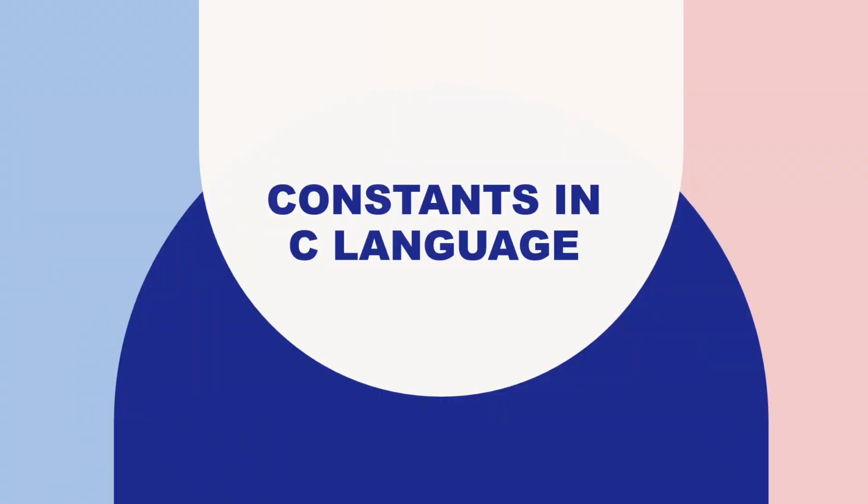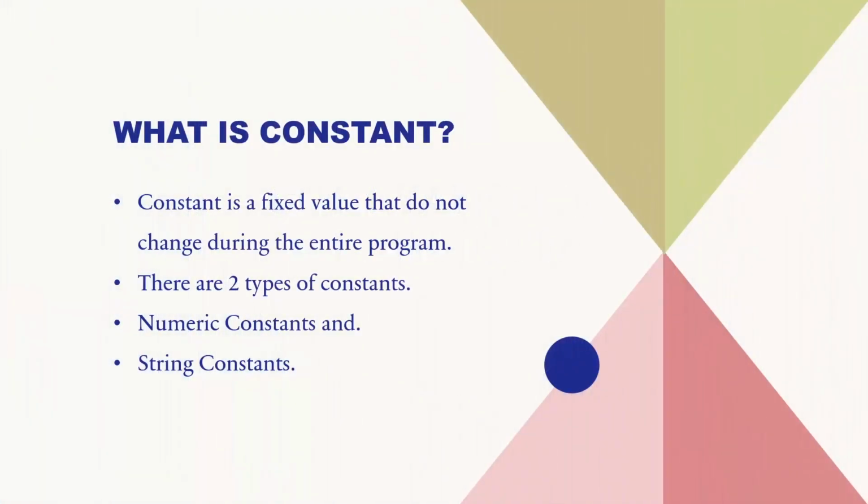So let's get started with the third type of C token, which is constants in C language. What is a constant? A constant is a fixed value that does not change during the entire program. So if we declare a constant once, it's not going to change throughout the program. So it's constant, that's what it means. We cannot change it. There are two types of constants: one is numerical constant and another is string constant.